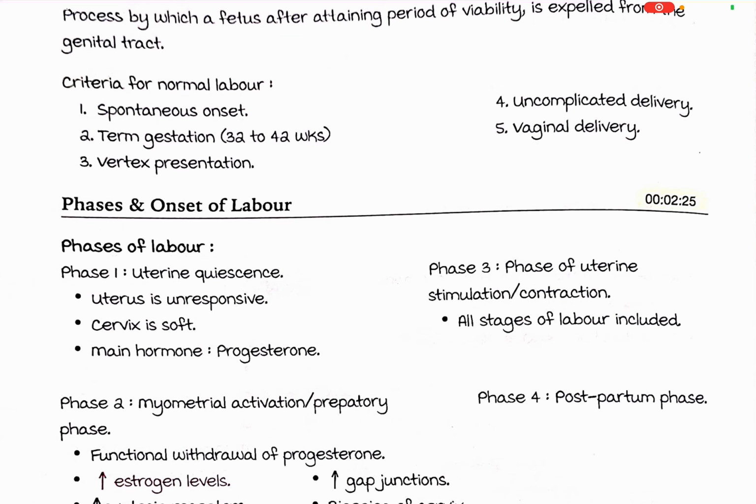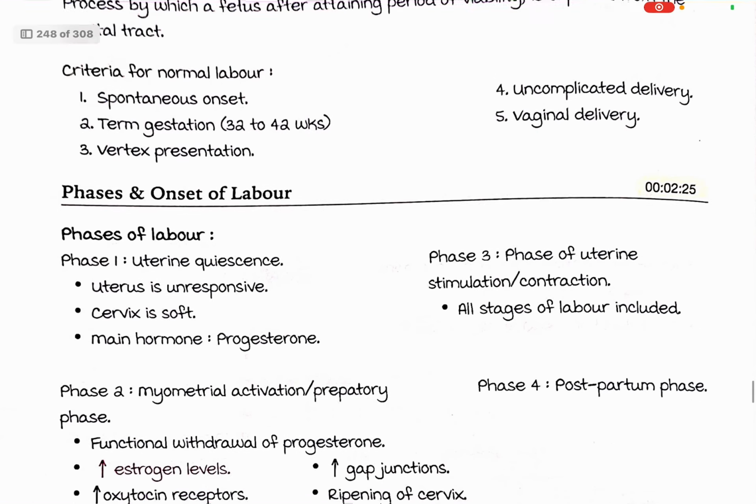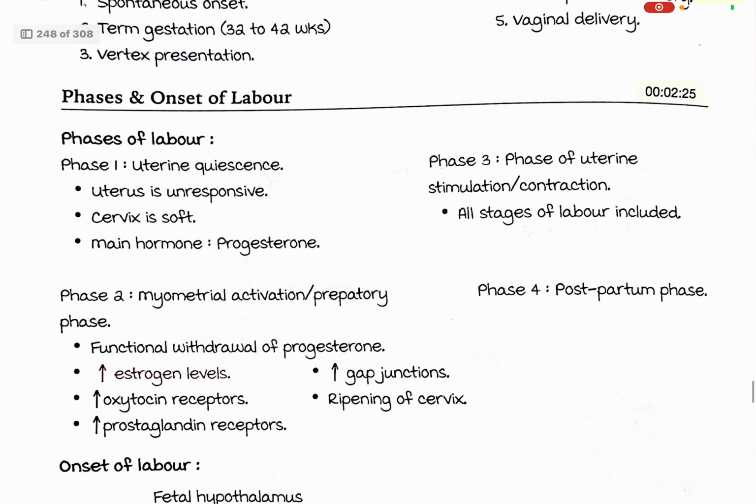Normal labor. Process by which a fetus, after attaining the period of viability, is expelled from the genital tract. Criteria of normal labor: spontaneous onset, term gestation, that is 32 to 42 weeks, vertex presentation, uncomplicated delivery, vaginal delivery is all normal labor. Phases and onset of labor.